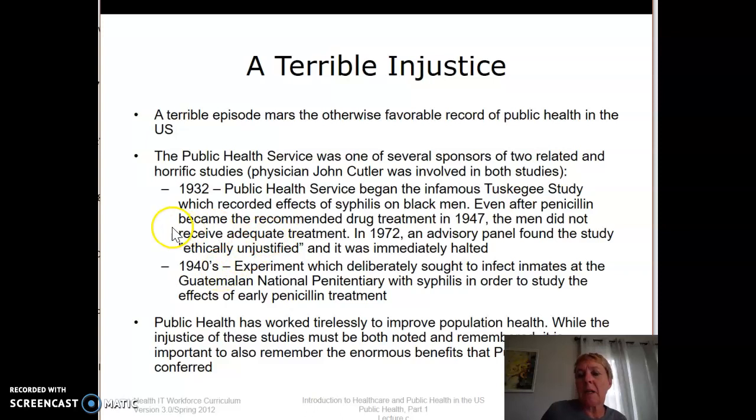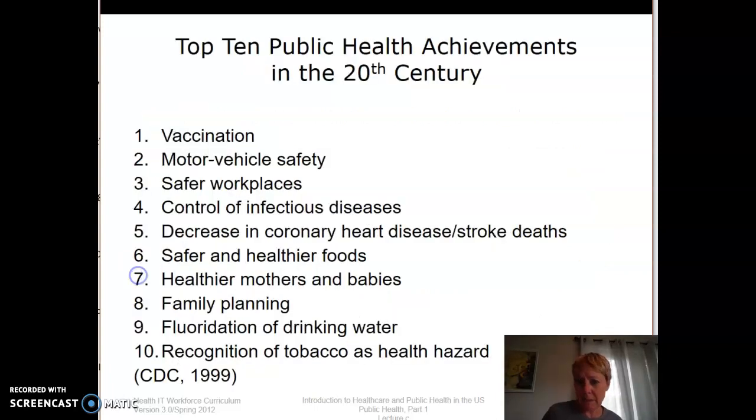There are some blemishes, or not everything is rosy with public health. There have been incidents where they really abused their power in their research. One of the famous ones was the Tuskegee study in 1932, on the effects of syphilis on African American men. Even though penicillin became available, these men did not get treatment, and many of them did suffer the effects of syphilis when they thought they were being treated. And then there was another one in the 1940s. So there were injustices done, and hopefully in today's world that would not happen again.